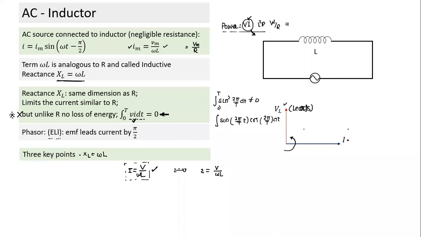Are all three valid or not? Yes, sir. This is valid. This is valid. This is not valid. Why is this valid? Because from the same equation, if I divide both sides by √2, I get this equation. So it is valid in terms of amplitude. It is valid in terms of RMS value. It is not valid in terms of instantaneous values.